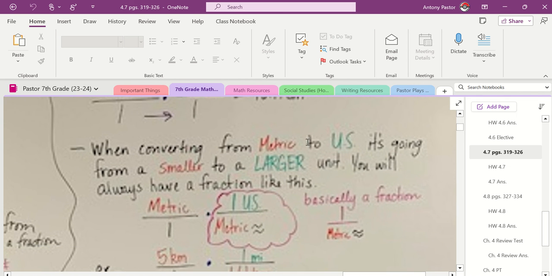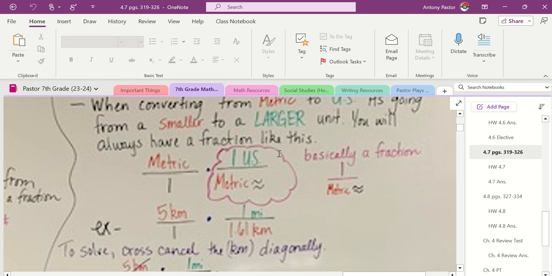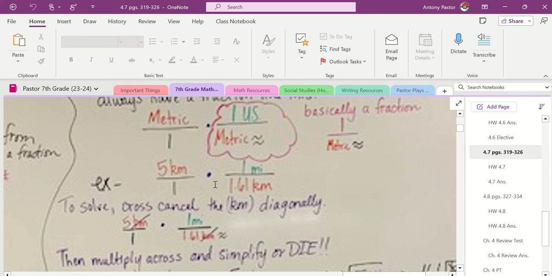When converting from metric to US, it's going from a smaller to a larger unit. You will always have a fraction like this: metric over 1, US over metric. Basically a fraction, just like we talked about. So the example here is we want to find out 1 mile.